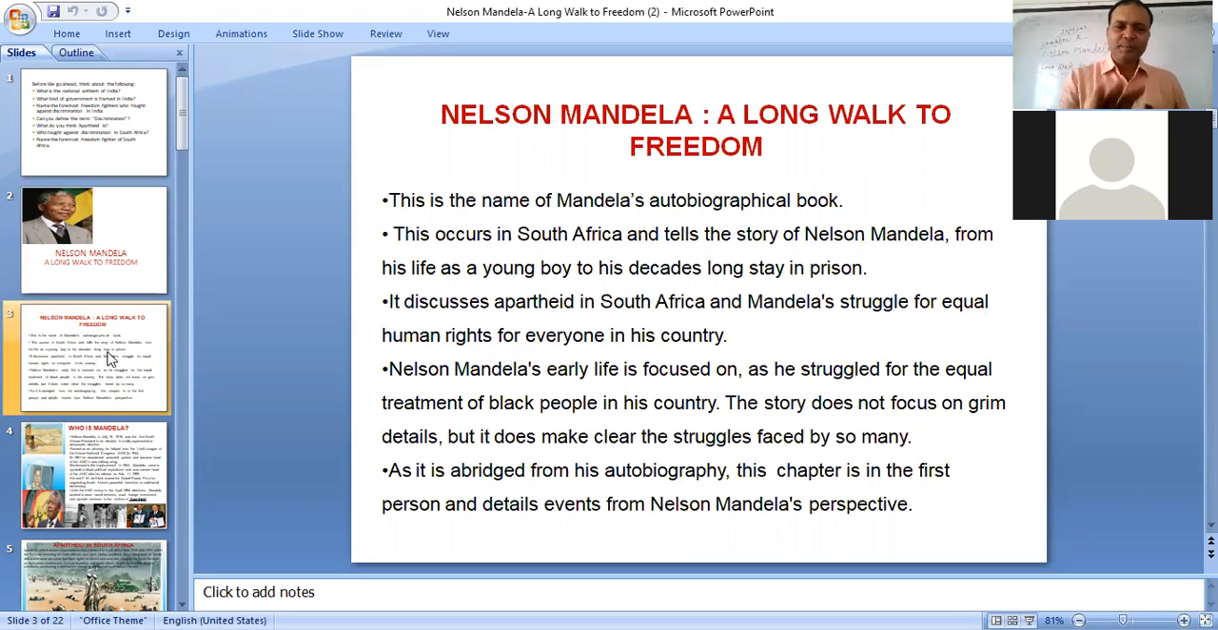A few things are explained in this slide, one by one, line by line. It is the name of Mandela's autobiographical book, set in South Africa, and tells the story of Nelson Mandela from his life as a young boy to his decades-long stay in prison. He sacrificed his whole life for the people of South Africa. Many times he was sentenced to prison for fighting for the freedom of the people of South Africa.